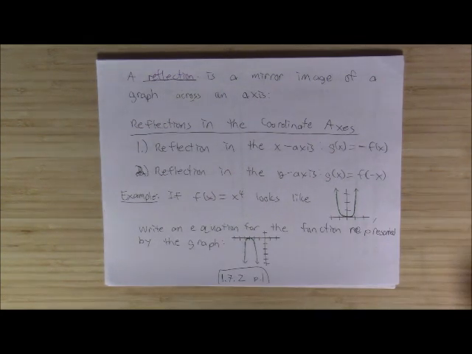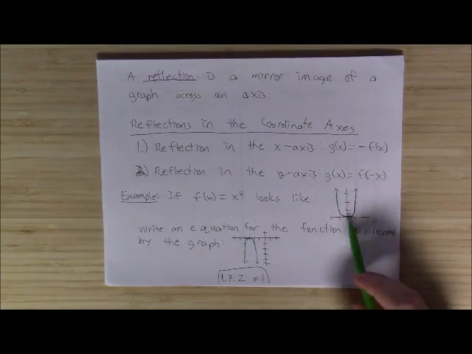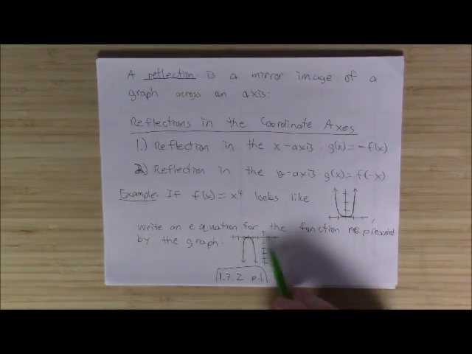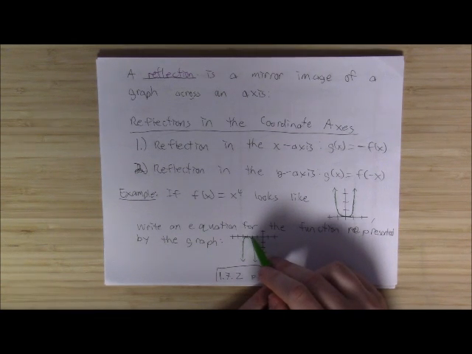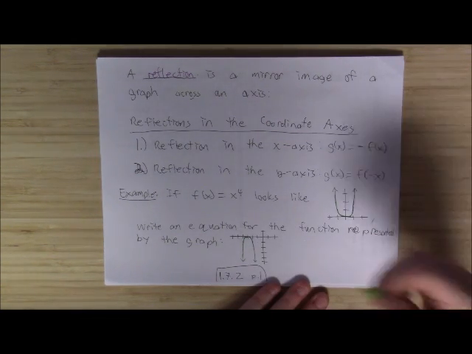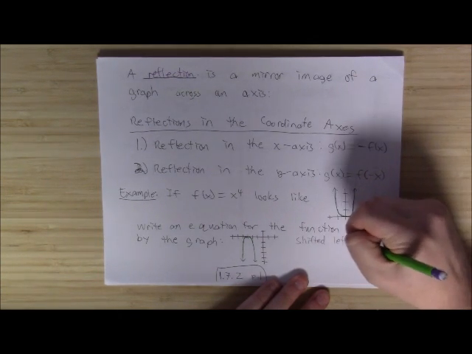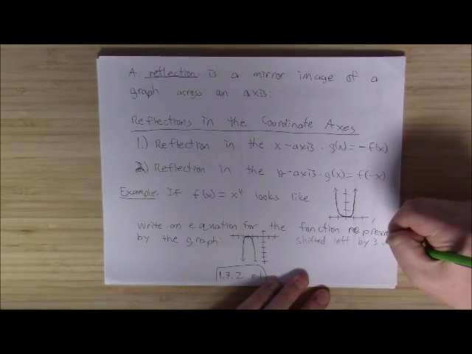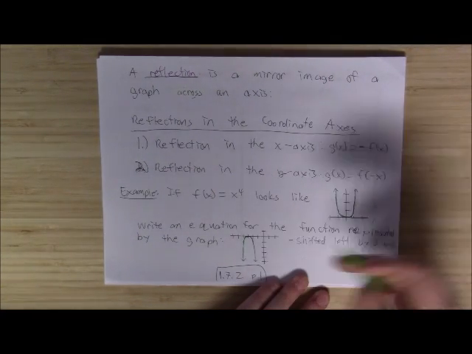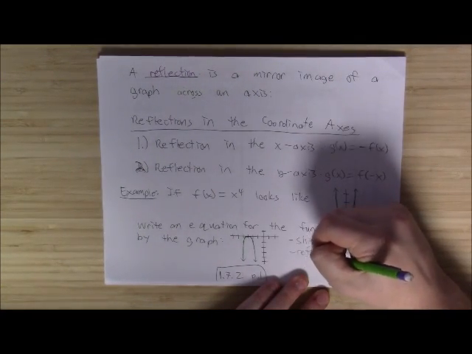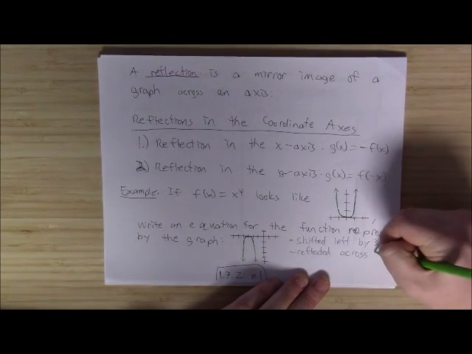Let's write an equation for the function represented by this graph then. Well, this graph looks a lot like this graph, except that it's been shifted over by 1, 2, 3 units. So shifted left by 3 units. And it's also been reflected across the x-axis.